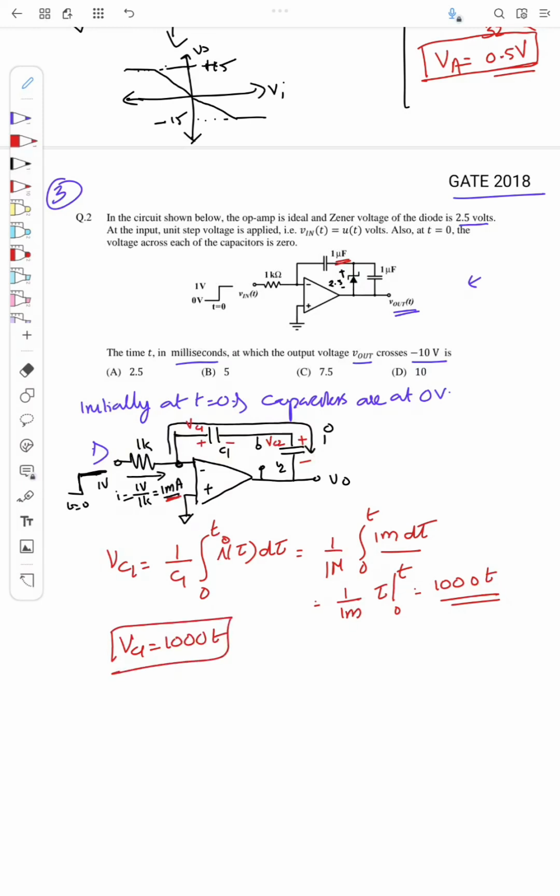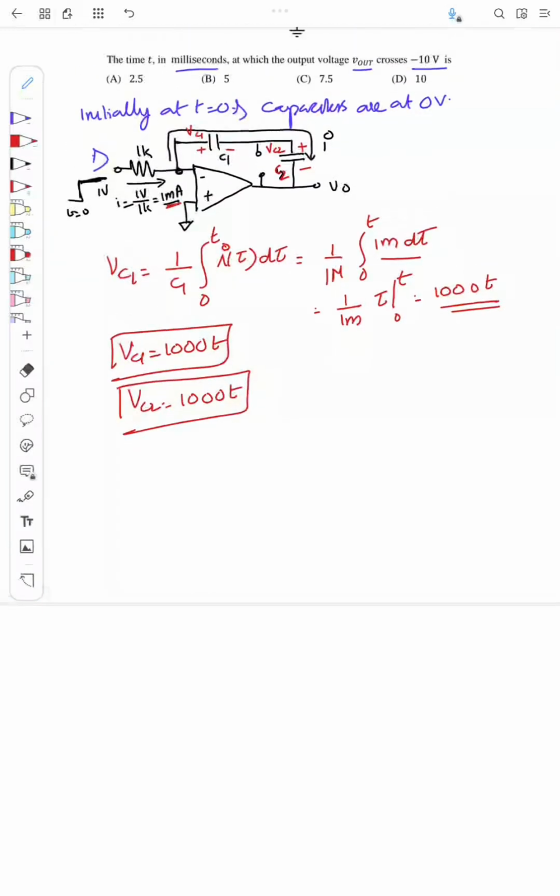Okay, now if you carefully see, the same current I is flowing through C2 also. So what will be VC2? VC2 is also equal to 1000 t. So both VC1 and VC2 are actually 1000 t. We know as the current flows, the voltages VC2 and VC1 increment, right? So I can draw like this.